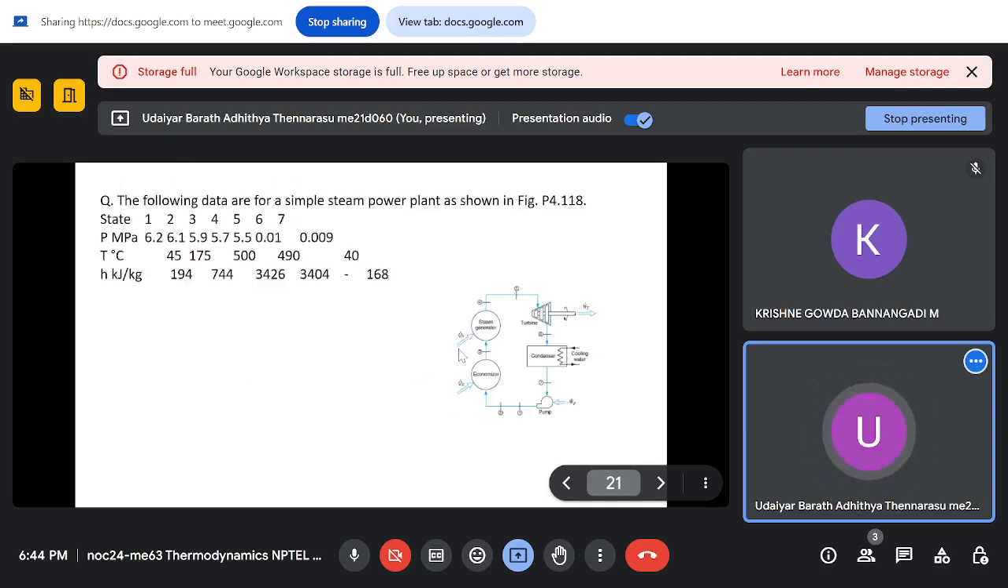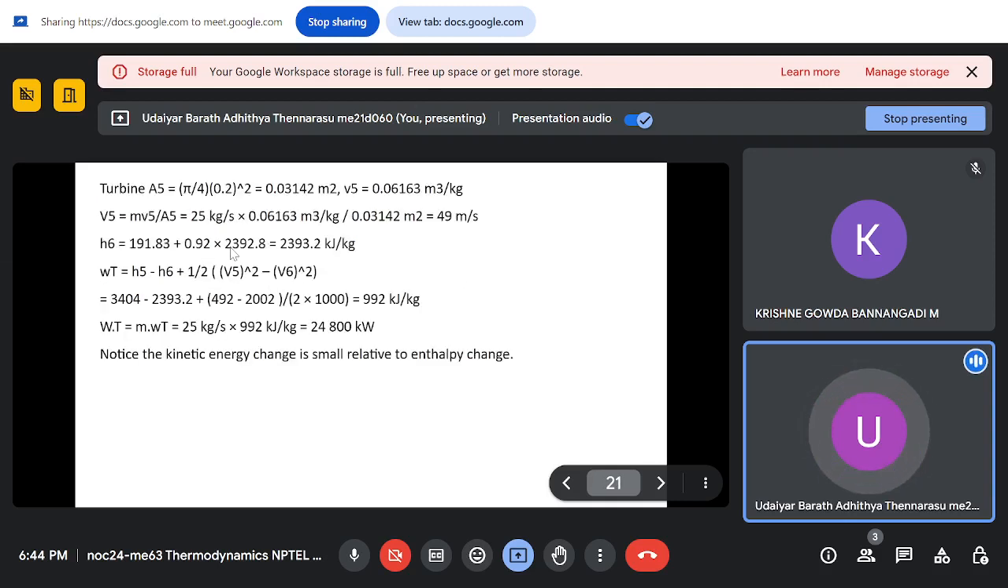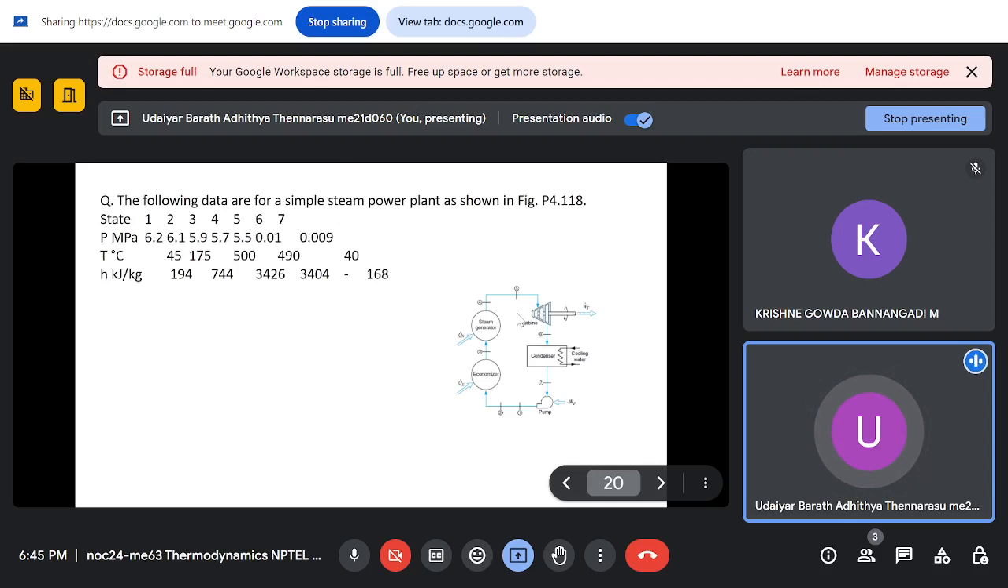Here in the turbine, they have given the turbine inlet. You need to apply a steady flow energy equation, so you need to find out the velocities. For that, the diameter of the inlet tube to the turbine is given as 0.2 meter. So area is pi by 4 times 0.2 squared. It will give you the area, and the specific volume at inlet to the turbine, which is state 5, corresponding to temperature of 490 and pressure of 5.5.